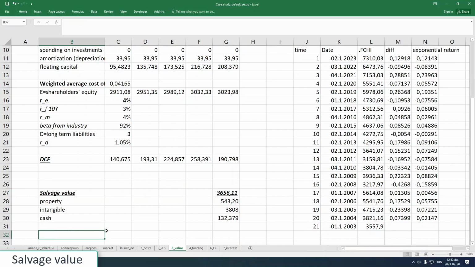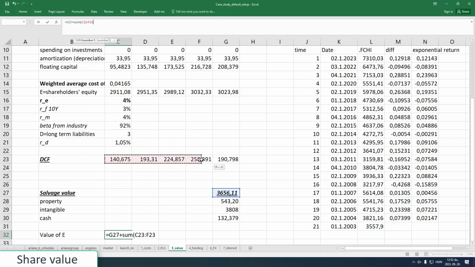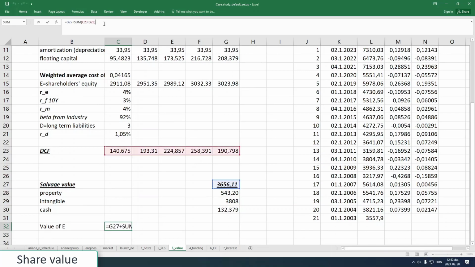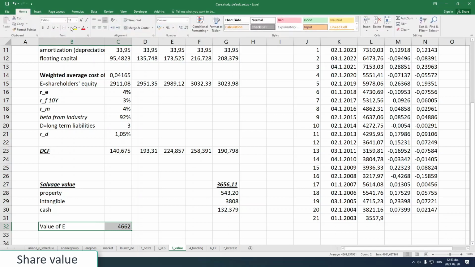And then the value of equity will be the sum of the salvage value plus the sum of these discounted cash flows. But still we should not forget that we have debt, so practically the value of the company is this thing, but the value of equity is this thing minus the huge amount of debt that we have right now. Still, it can be appropriate, so this is the number that we are looking for.